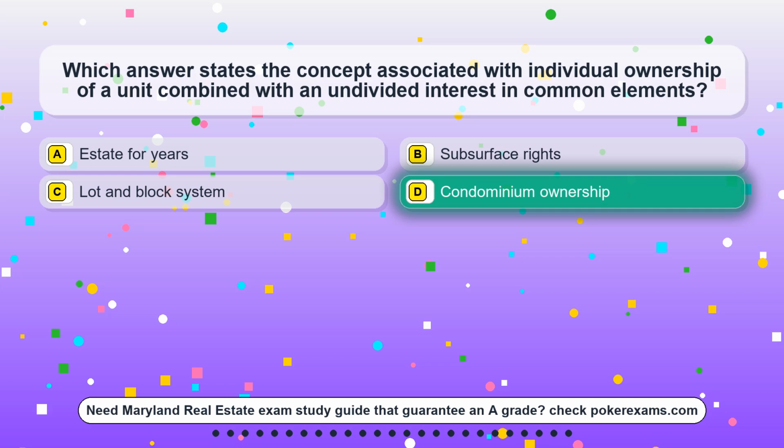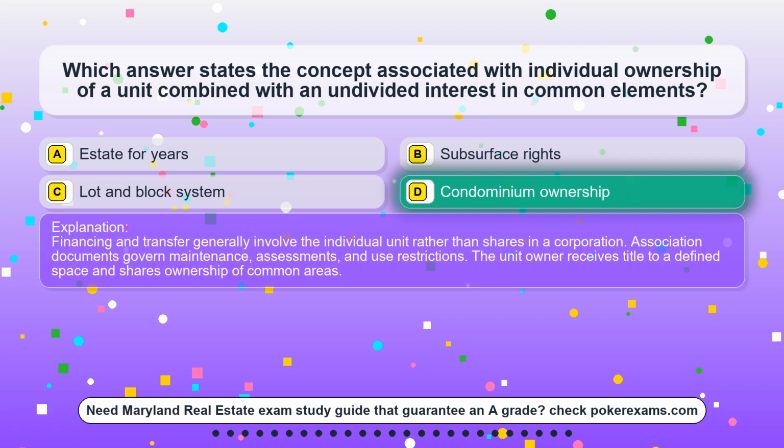The correct answer is option D, condominium ownership. Financing and transfer generally involve the individual unit rather than shares in a corporation. Association documents govern maintenance, assessments, and use restrictions. The unit owner receives title to a defined space and shares ownership of common areas.